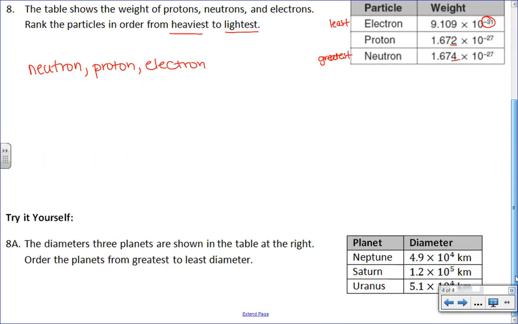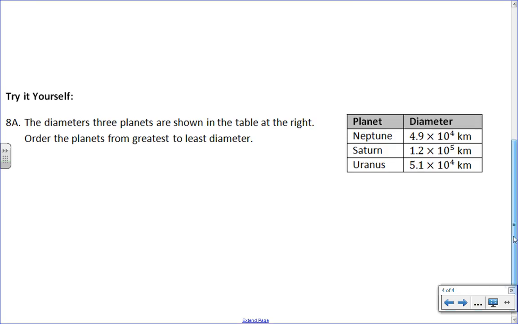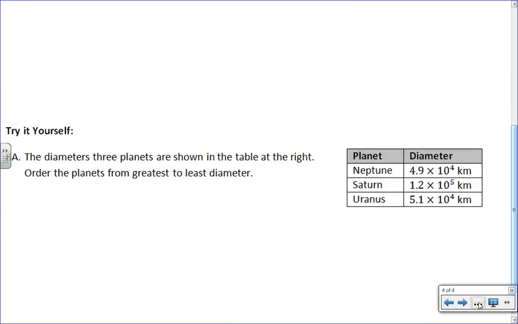Okay, so pause the video, work through the last try it yourself problem, and when you're ready to check your answers, press play to continue. Okay, these 3 planets in order from greatest to least. The one with the greatest diameter is Saturn, followed by Uranus, and then Neptune.